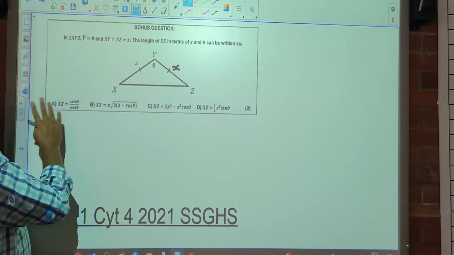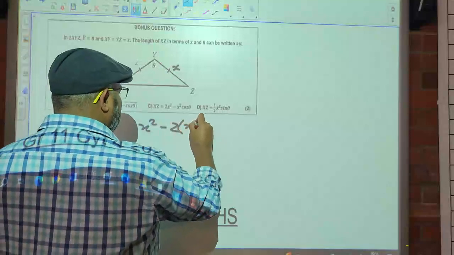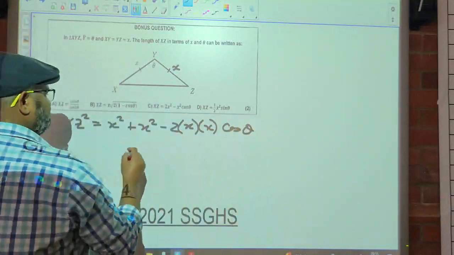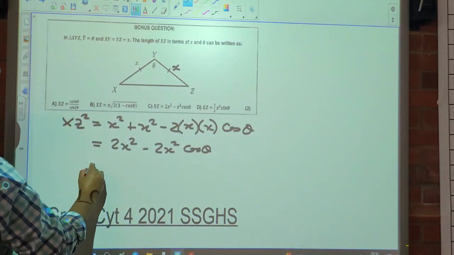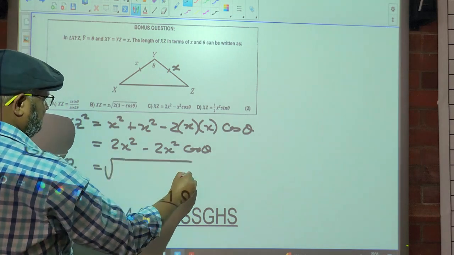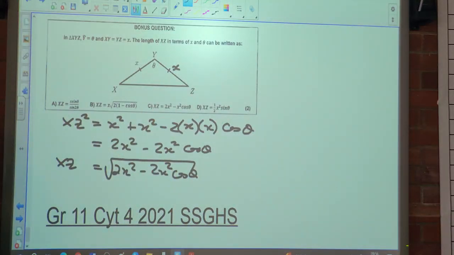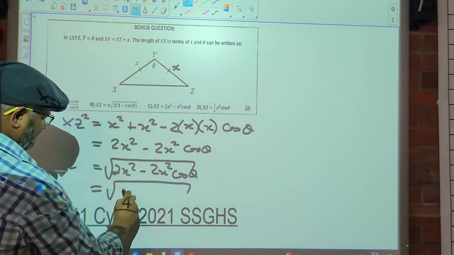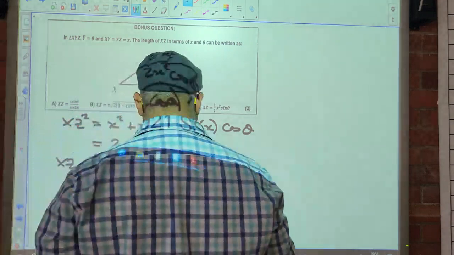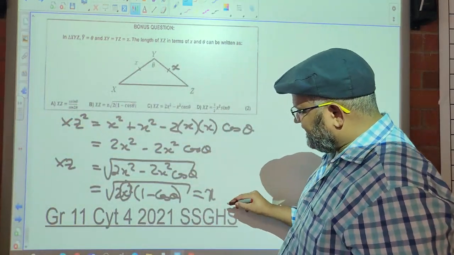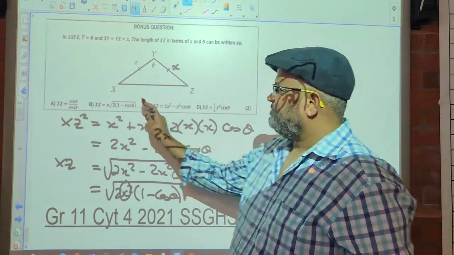Okay? But let's see. So cos is going to be XZ squared is equal to x squared plus x squared minus 2x by x cos of theta. So that's going to give us 2x squared minus 2x squared cos theta. They wanted XZ, so I take the square root thereof. So XZ is going to be the square root of 2x squared minus 2x squared cos theta. As you can see, none of that is the case. But okay, we'll take out the common factor and see what happens. So that's going to give you 2x squared as a common factor and left 1 minus cos theta. You see the square root of x squared, x squared is a perfect square. So that gives me x root 2 into 1 minus cos theta. Which makes the answer B.